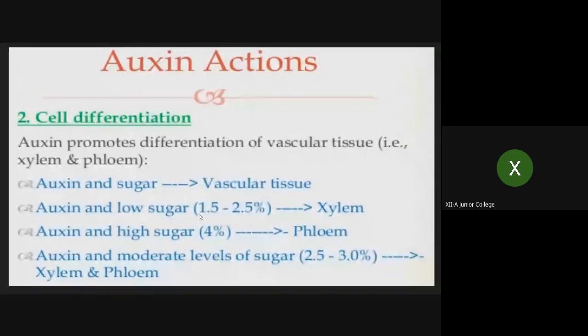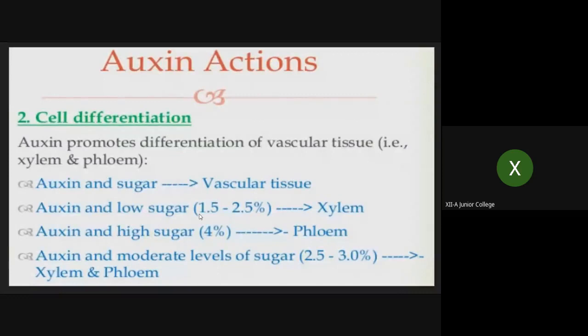Now the second, that is cell differentiation. The next, the third region we discussed yesterday, is maturation. When the cell matures, the functions get differentiated. The cells perform only a specific type of function, that is differentiation. Now in this case, what you need to remember is that when auxin is applied to the plants, auxins promote differentiation of vascular bundles, that is the vascular tissue, xylem and phloem.